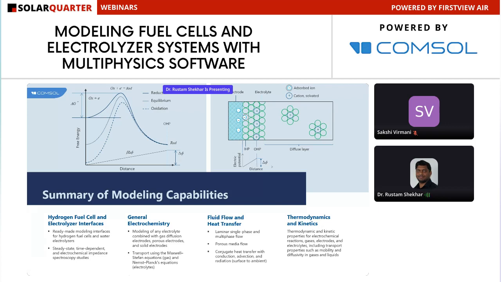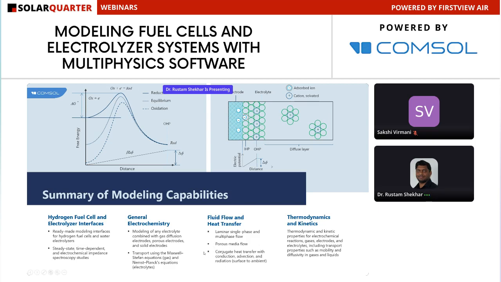Primarily, when you talk about fuel cells, they will be based on the tertiary current distribution, which uses the Nernst-Planck equation and the Maxwell-Stefan equations for the gas flow. And you combine it with different physics, and you can get the specialized functionality for that, which is gas diffusion layer, porous electrode, solid electrode, and the surface electrode. So this general electrochemistry will be coupled with mass transport, and later you can add the fluid flow and heat transfer, which can be single phase or multiphase, in porous media or free media, and heat transfer will be available in all three mediums.